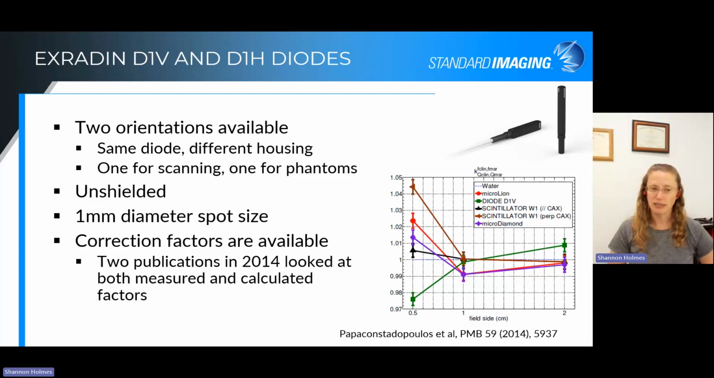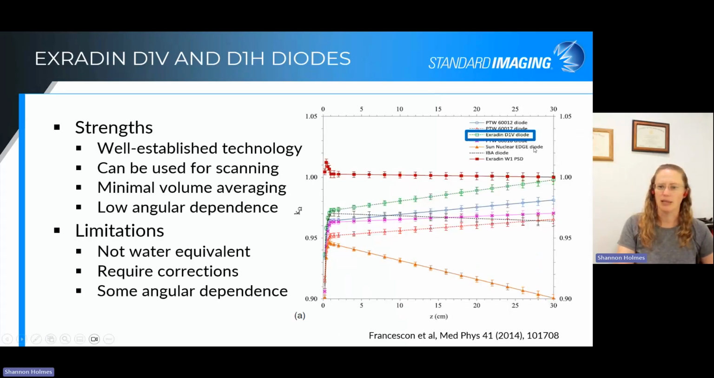They are unshielded diodes with a 1 millimeter diameter active spot size, and there are published corrections available. This one in particular is actually two publications in 2014 that looked at both measured and calculated factors. So this is one from Papakonstantopoulos, and then this one is one from Paulo Francescon.